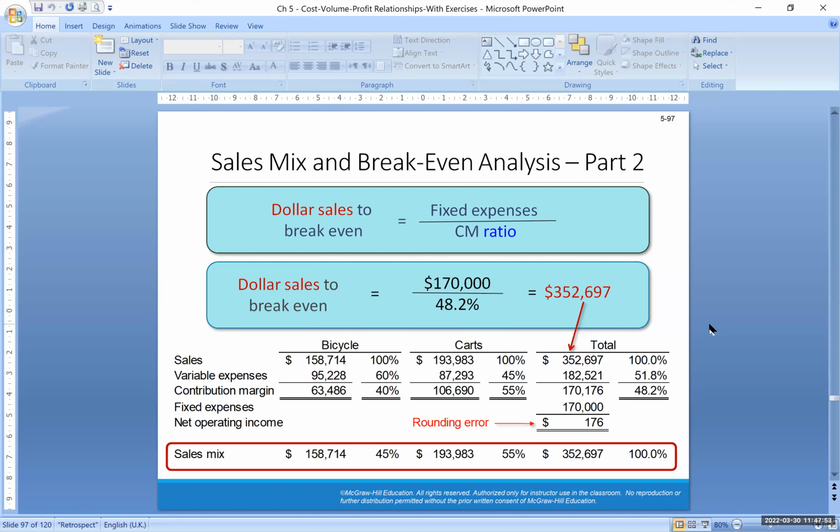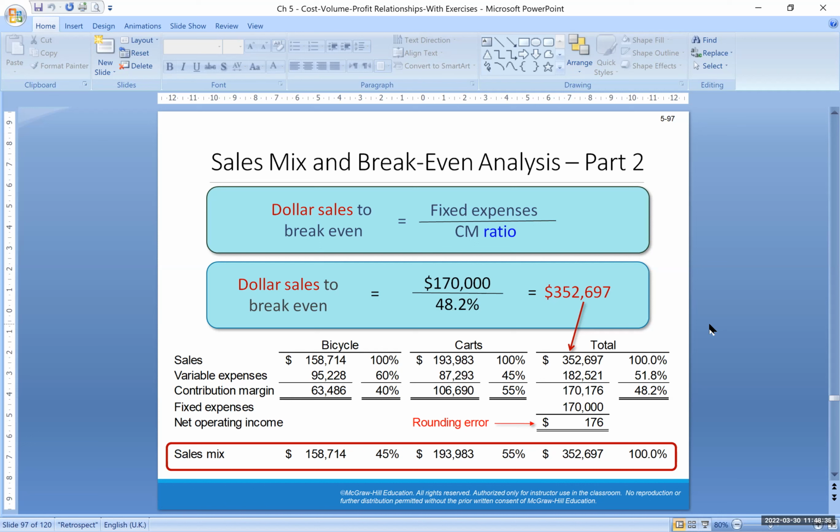Similarly, for the 193,983 sales from carts, using the 45% given in the question as variable expenses from the sales of carts, 193,983 times 45% equals 87,293 as variable expenses for the carts. This number will be deducted from the sales of carts, and then the contribution margin is $106,690.